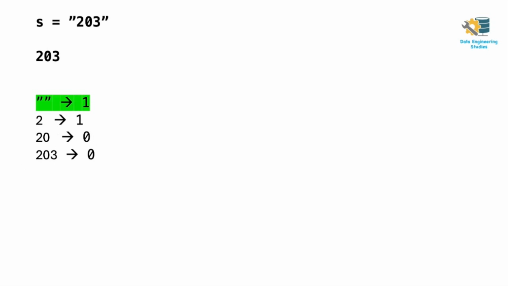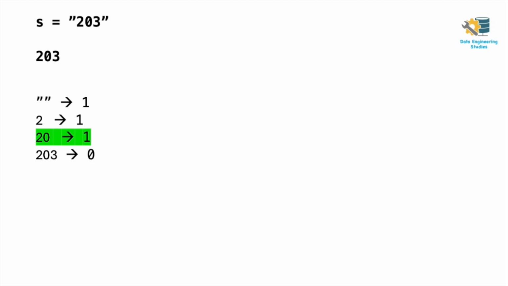If you take the fourth subproblem 203, the ones digit is valid, but the two digits, that is 03, are invalid. If the ones digit is valid and the two digits combined are invalid, we have to add only the i minus 1th subproblem.